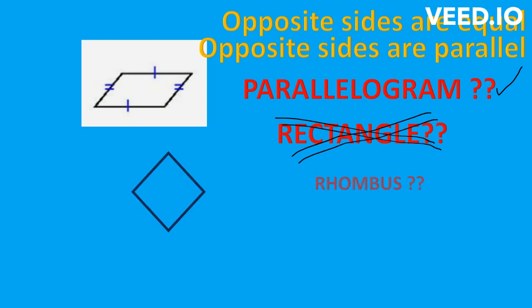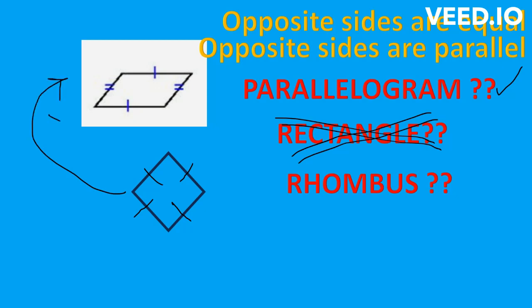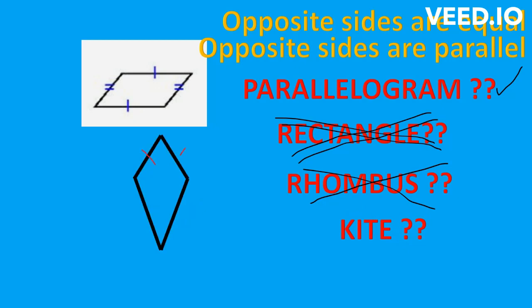Why can't this figure be a rhombus? In a rhombus also we have parallel sides, but in a rhombus all sides are equal, which is not the case in our question. So this is not a rhombus. So why can't this figure be a kite? Because in a kite, only the adjacent sides are equal, not all the sides, which is not the case here. So it cannot be a kite.